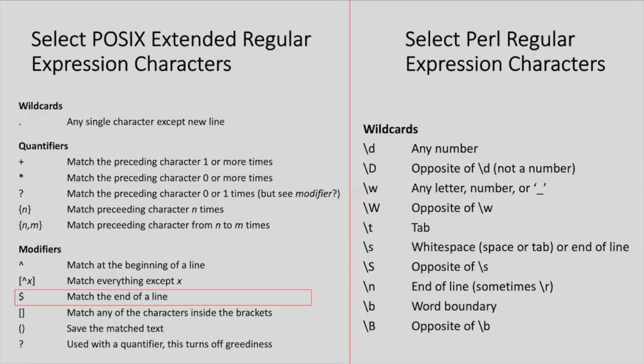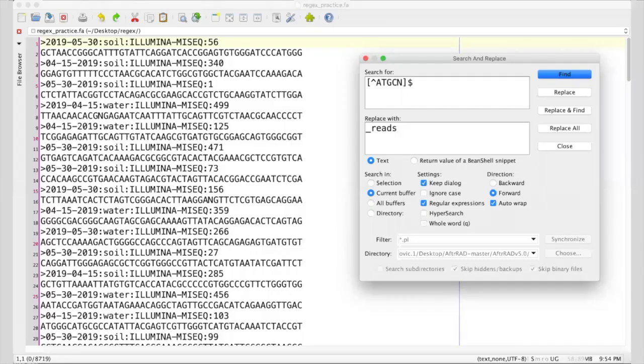We'll utilize the dollar sign modifier, which forces a match to occur at the end of a line. Since we don't want to add the underscore reads to the sequence lines, which we know should all end in either A, T, G, C, or N, we'll also use the square brackets and the caret inside them to match anything except these 5 characters at the end of a line. We'll specify that we want to replace all the matches with underscore reads, and then hit replace all to do the replacement.